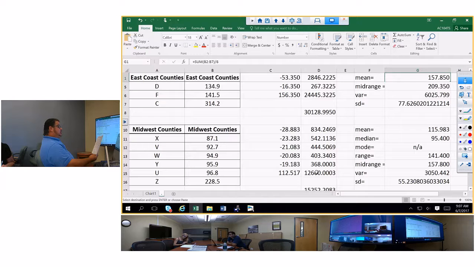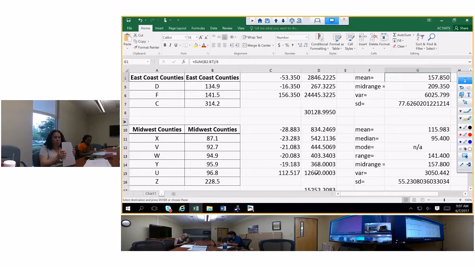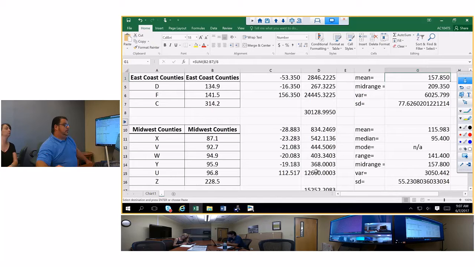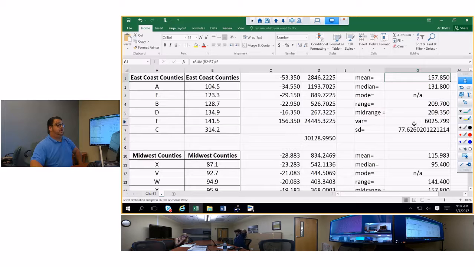Okay, now we're going to do the quartiles. Okay, there you go. All right, so anybody got any more questions about this part? Well, they asked for everything. They asked for the mean, median, mode, range, mid-range. They asked for all of that.